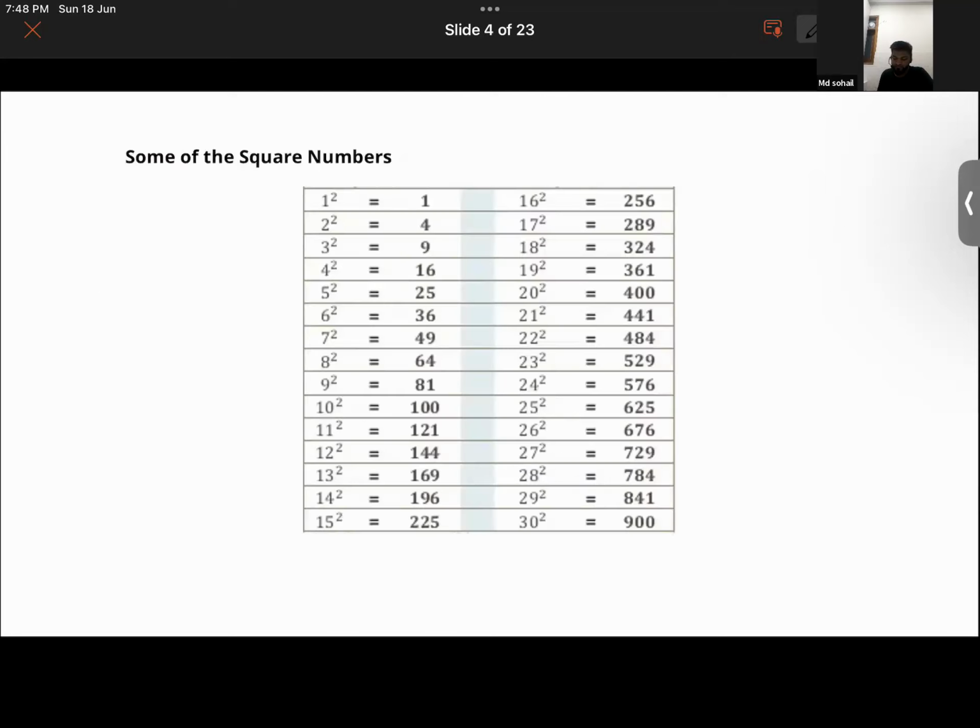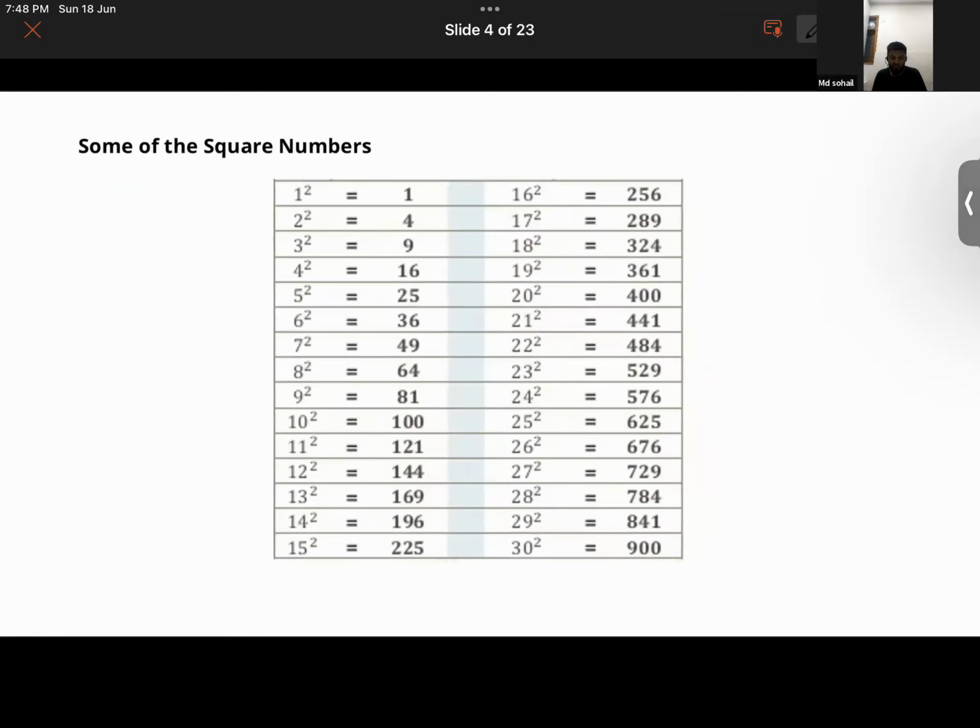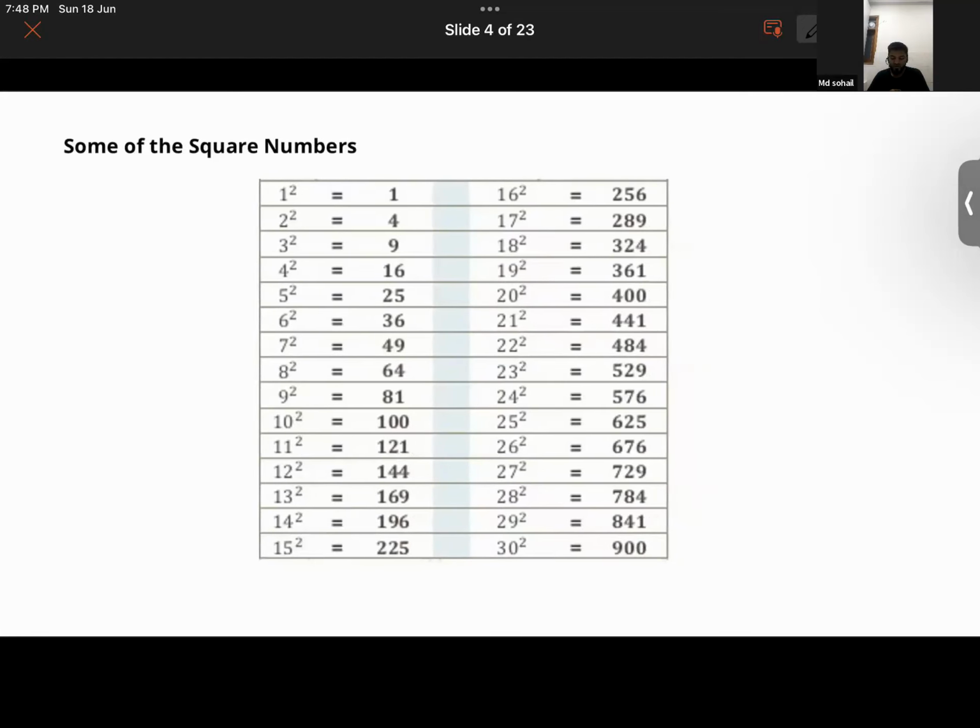Very good. Now see, there are some of the square numbers given here. You should be able to recall the squares of different numbers. It is recommended that you memorize square numbers up to 15. Just read the square of these numbers. What are they? Up to 10 it is pretty easy. After 10 you need to remember.